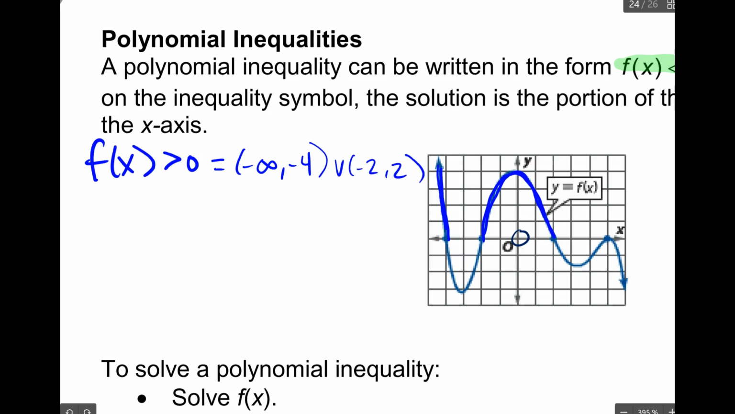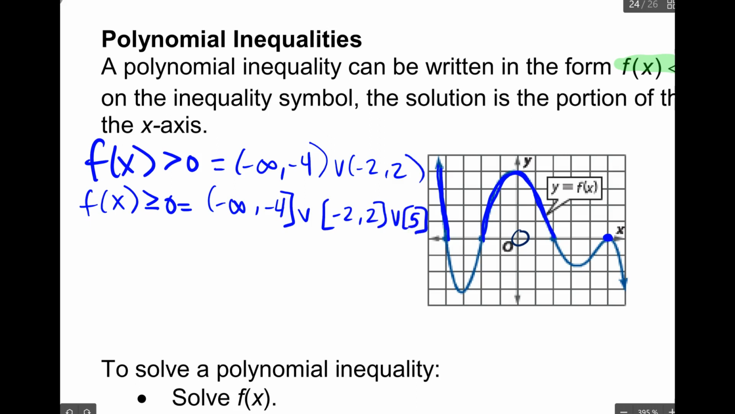That's it. If I said f of x is greater than or equal to 0, it would be similar except for this point right here, because that's where it's equal to 0. So I have negative infinity to negative 4, and this time I'm including that it touches, union square brackets now all the way, union 5. Because just at that x equals 5 portion, that's where it's touching 0. That's the only point where it's equal to 0, because it goes down after that.